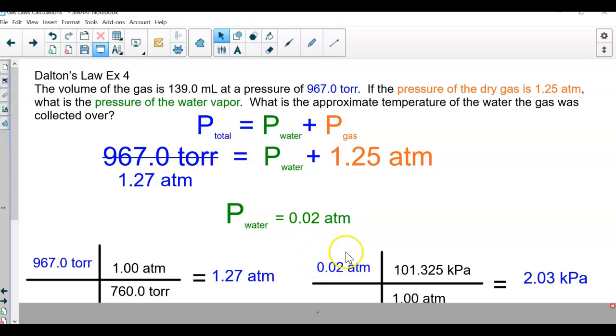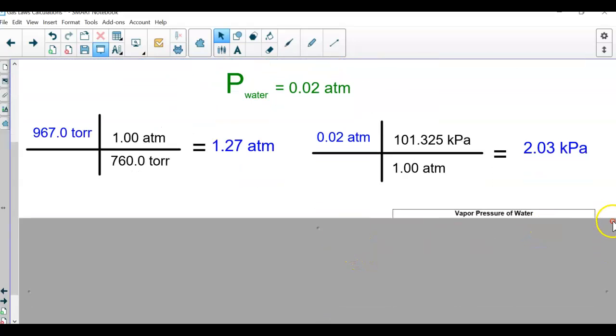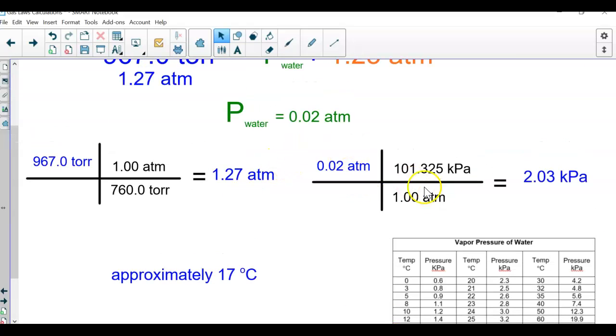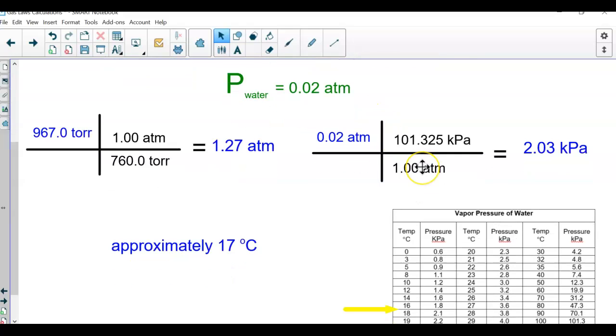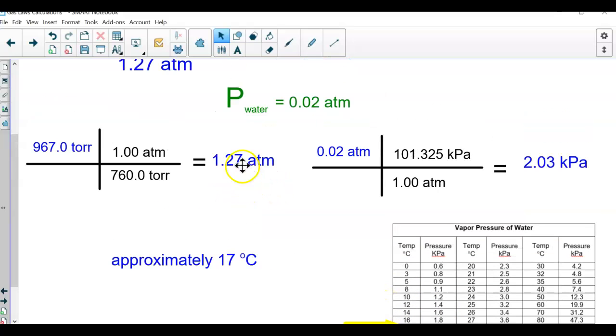So this is my answer for P water in atmospheres, but now I need to figure out the temperature. In order to do that, I have to get it into kPa to use that vapor pressure table, which is down here. So the first answer is fine to say 0.02 atmospheres, but I need kPa to use the vapor pressure table, because it's in pressures of kPa. So then I'm going to convert 0.02 to kPa. I got 2.03 kPa, and I see that it's between 1.5, well, I'm sorry, between 1.8 and 2.1, so somewhere between 16 and 18 degrees Celsius, so approximately 17 degrees Celsius.